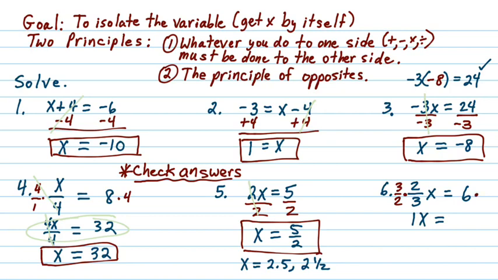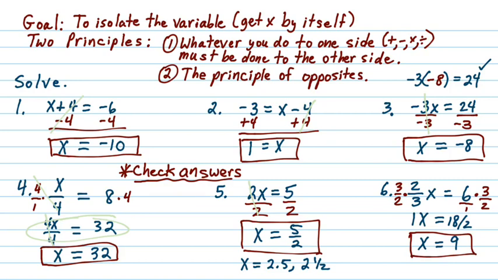Of course, whatever we do to one side, we've got to do to the other. And be careful here. Let's go ahead and write this as 6 over 1. We want to multiply our numerators and multiply our denominators. We get 18 over 2, and so we're going to get 9.